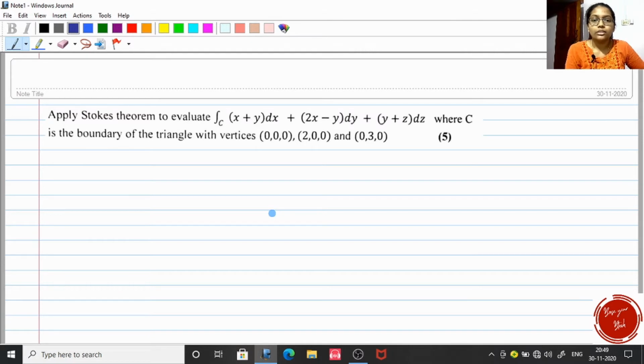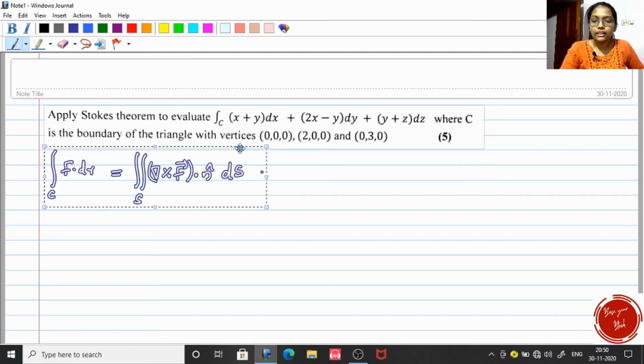Okay. So this particular question is taken from KTU June-July 2017 question paper. Let's read this out. Apply Stokes theorem to evaluate this line integral, and this integration is done along this curve C, where C is the boundary of the triangle with vertices these 3 points. So we have to make use of Stokes theorem to get the value of this line integral.